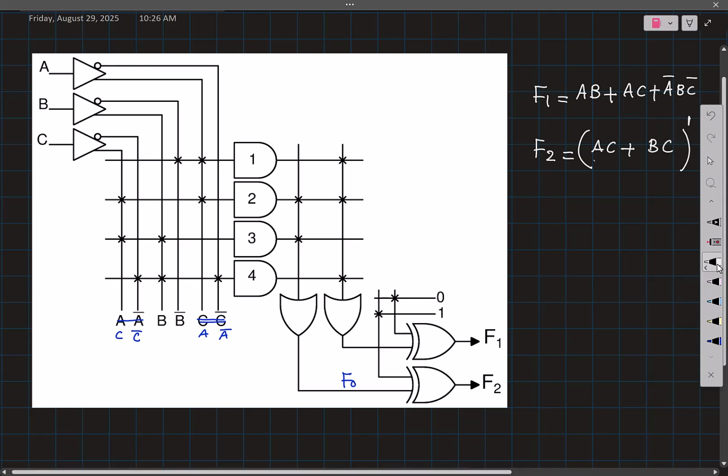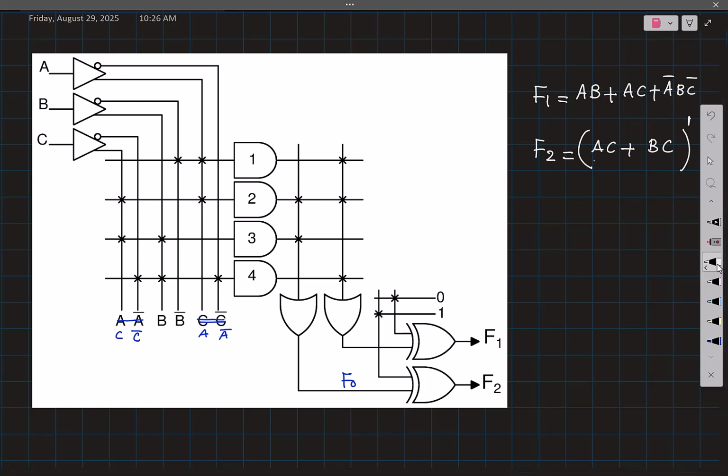Right? So now you have vendors who will sell you this sort of a programmable logic array. This is a very, very simplistic example just to show you how this will work. But in practice, the size of the number of AND gates and the number of OR gates is going to be large.